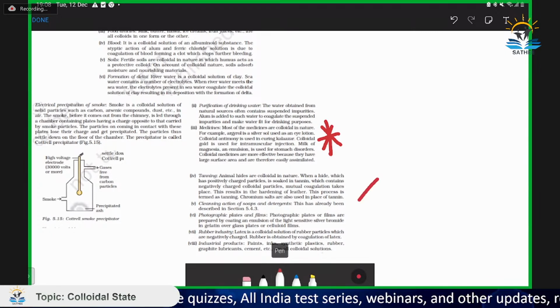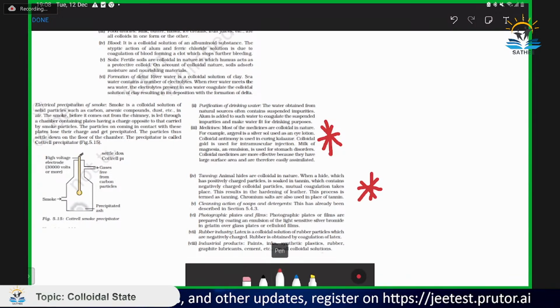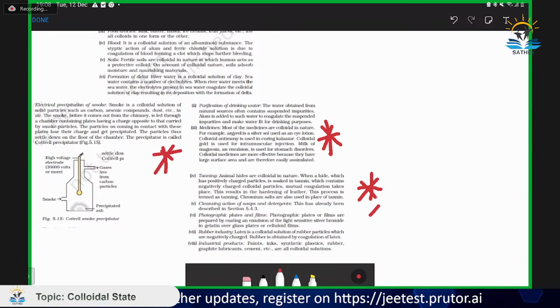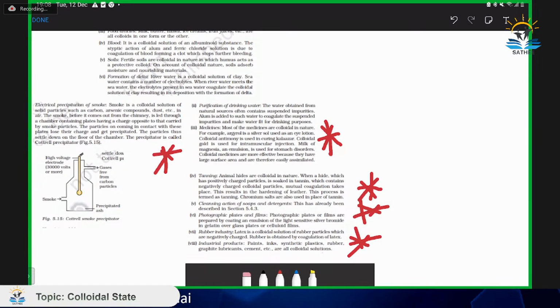This is also important. I never saw a question, but this is also important. Cleansing action of soaps and detergents, your micelle theory. Photographic plates and films, all of these are quite important. Photographic plates and films are prepared by coating an emulsion of light sensitive silver bromide in gelatin over glass plates or celluloid films. I don't know how that works either, but that's important.